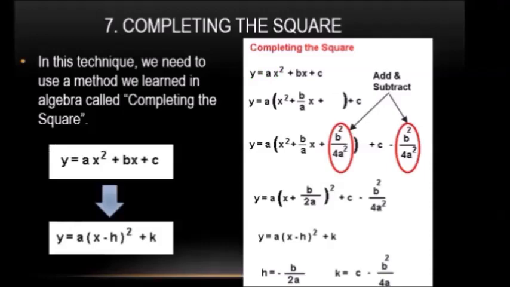Technique 7, completing the square. In this technique, we need to use a method that we learned in algebra called completing the square. This method turns an unfactorable polynomial into a factorable form.